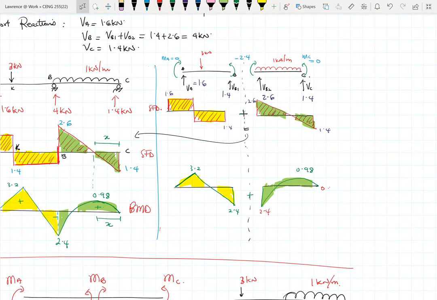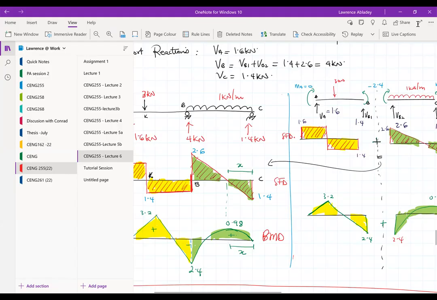We're supposed to solve a number of questions. We'll solve more next week, and hopefully that should bring us to the end of the 3-moment equation method. Any questions? I'll go ahead and stop the recording.